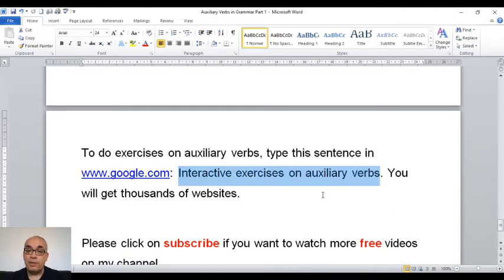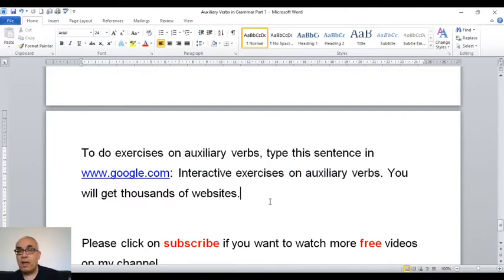Again, if you go to google.com and you type interactive exercises on auxiliary verbs, Google will give you thousands of websites, and then you can do practice on auxiliary verbs. Also, you can do practice on tenses, because I put many videos on tenses, so you can watch again the information about tenses, and then you can go to Google and do practice online. You need to understand the basic information. After this, you go to do more practice on the internet.